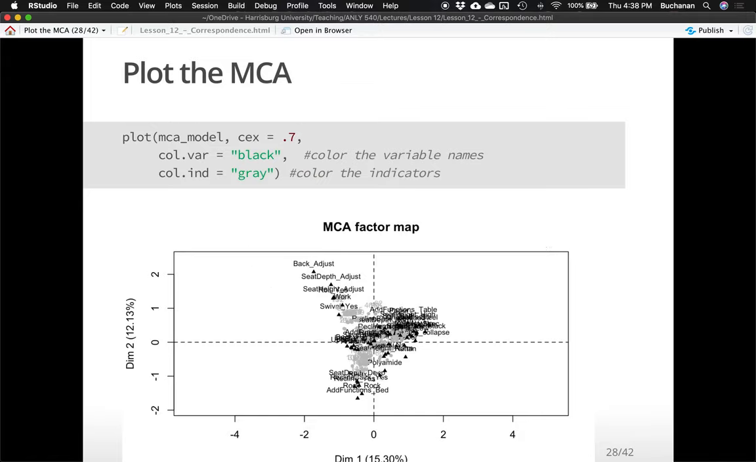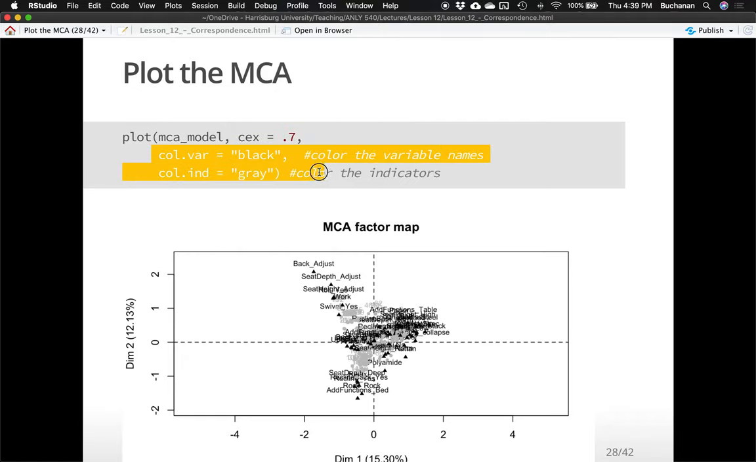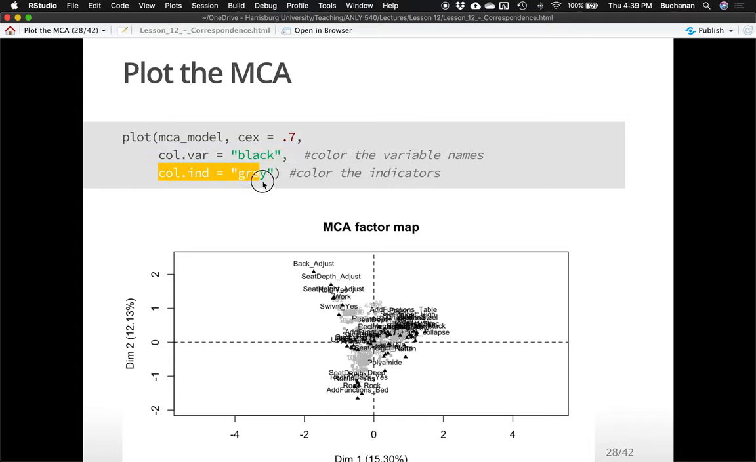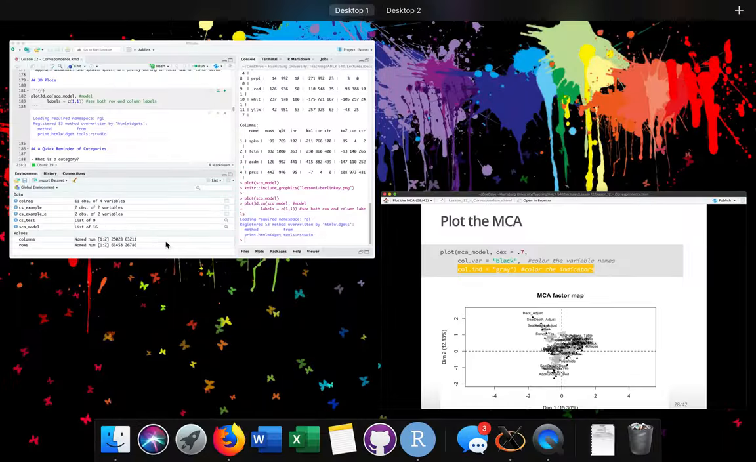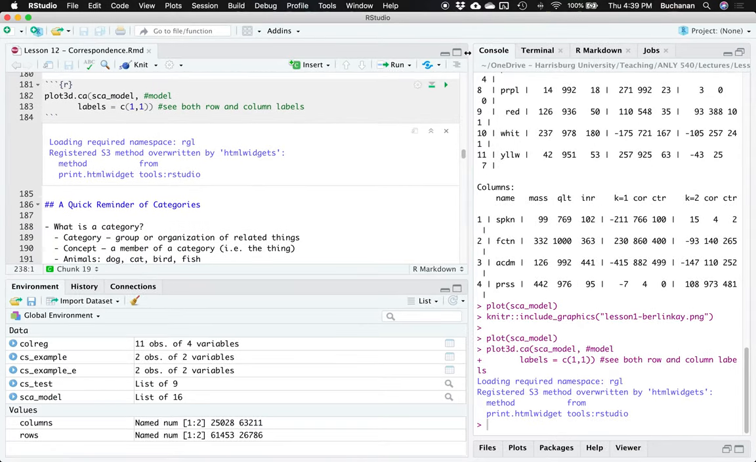Now I can plot this. It's going to be very hard to read. CX here is for the size. The color for the variable is black. The color for the indicators here is gray. And I'd actually tell you to turn off the indicators because right now this is row names. And before that made sense because the row names were a small number of things, but now the row names is every instance of a chair. And so it's really hard to read. But I would say overall, the whole shebang is hard to read. But you could turn off those indicators.